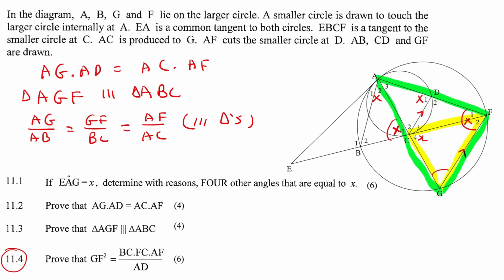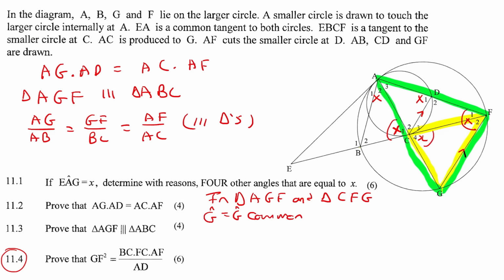Well, they definitely share angle G. So we could say angle G is equal to angle G, and that is common. Let's first say what triangles we're working in. In triangle AGF and triangle CFG. The order doesn't matter for this part, eh? You're just telling the examiner which triangles you're working in. So we could say that angle G is equal to angle G, and that is because they are common.